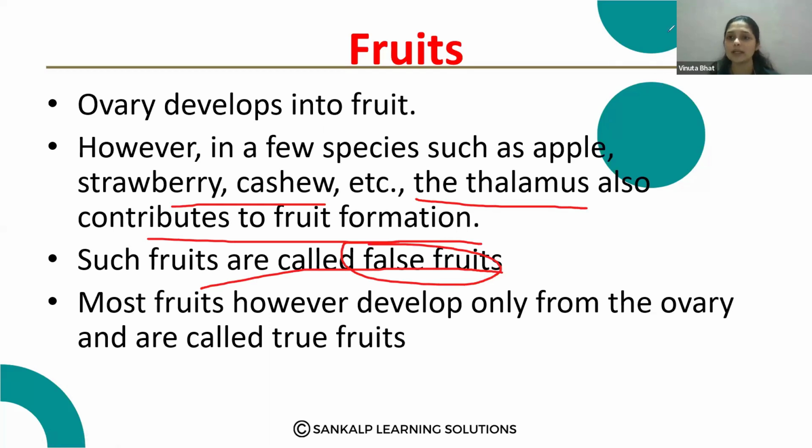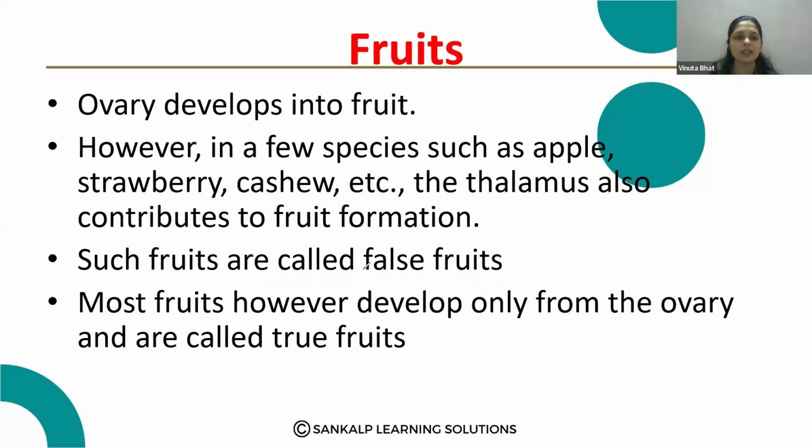You know that the ovary develops into a fruit, but sometimes the thalamus part also contributes to the fruit formation. Such types of fruits are called false fruits. Apple, or cashew, strawberry, all these are examples for the false fruits.